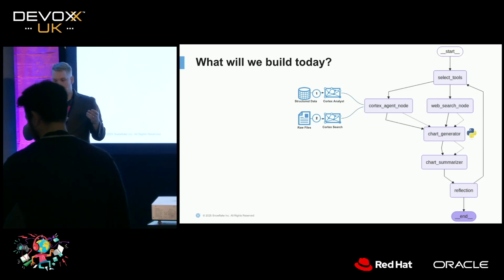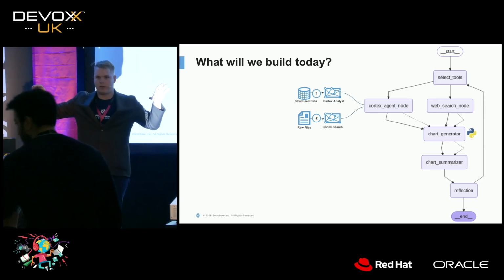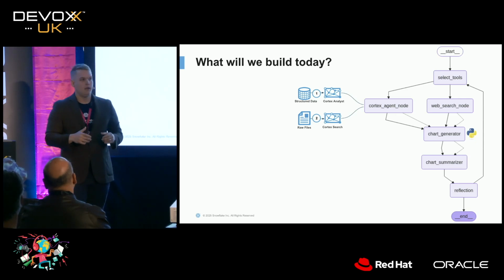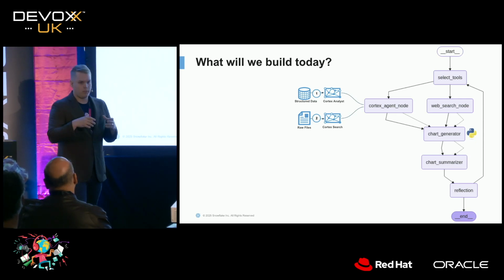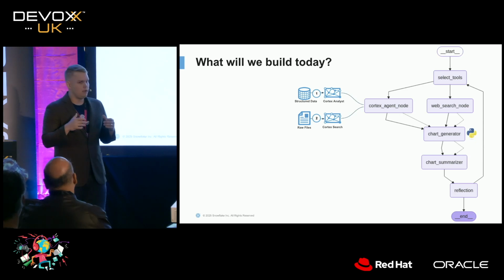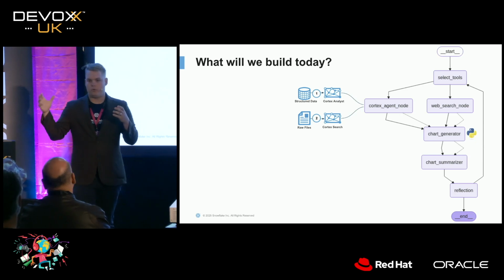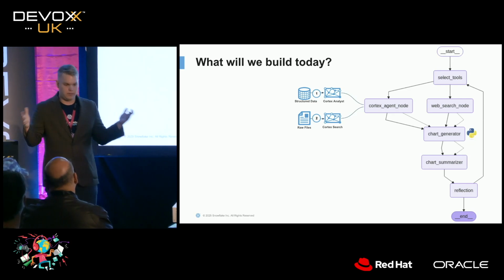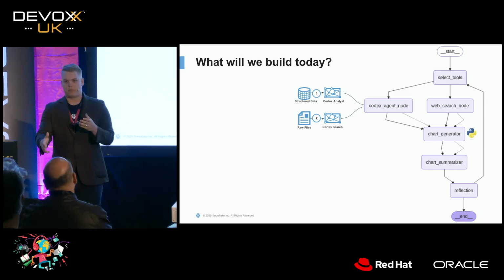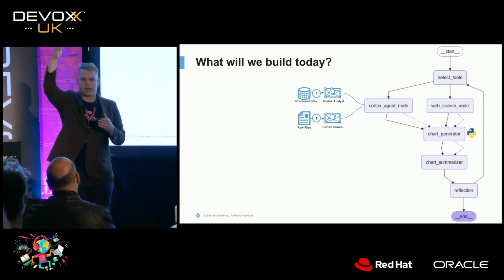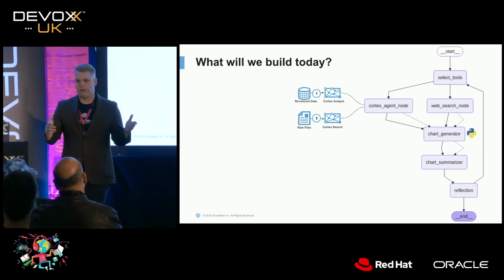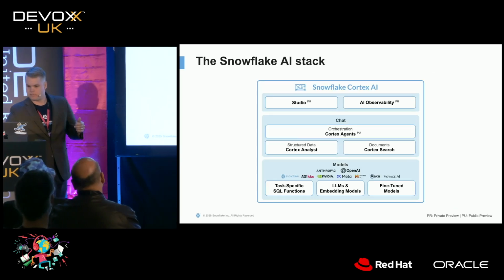And then from there, whether we're taking the web search route or the Cortex agent route, we're going to take our research results and pass them into a chart generator. We're going to write some code in a Python REPL and get our chart out. We're going to use an LLM to look at the chart, figure out what it says, do some summarization, do some reflection. If it's done, we'll say, hey, we're done, and pass that result out. And if not, we'll go back to the tool selection, maybe do some more research and find the information we need to answer the question.